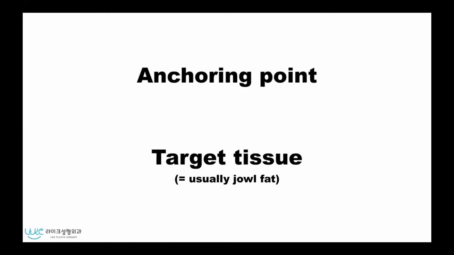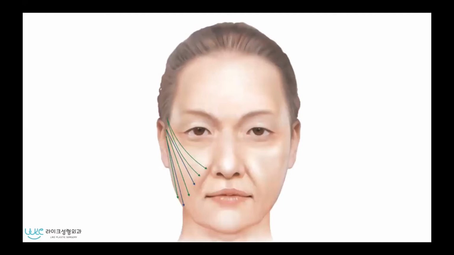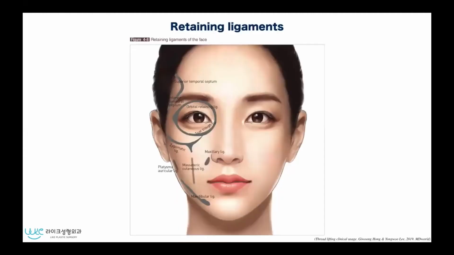So I usually make the anchor point to hard tissue, for example, zygomatic ligament or musculoskeletal ligament. And the target tissue should be jaw fat, usually superficial fat. So I usually use this type of thread lift pattern. I put the insert point above the zygomatic arch level, and the cross line of the zygomatic arch and the hairline, and I insert the bidirectional cone to the jaw and nasolabial fat area. So I believe that retained ligaments are very good and strong anchor points.